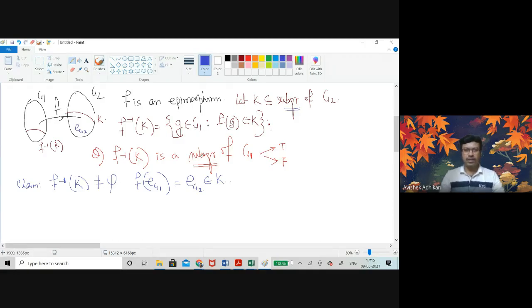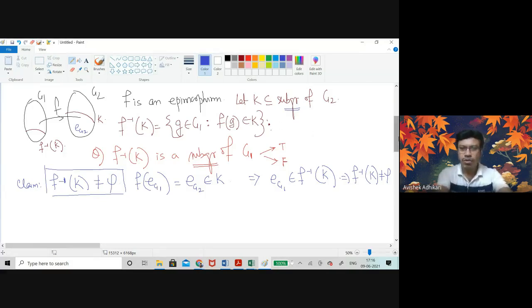Now you can understand that F of g belongs to K, with E of G1 playing the role of g. That implies E of G1 belongs to F inverse of K, which implies F inverse K is non-empty. This part is very formal: whenever you want to have some group structure or ring structure, the first step is that the set must be non-empty. So this step says that this is a non-empty subset of G1. The first part is done.